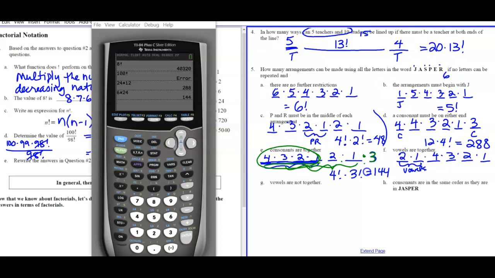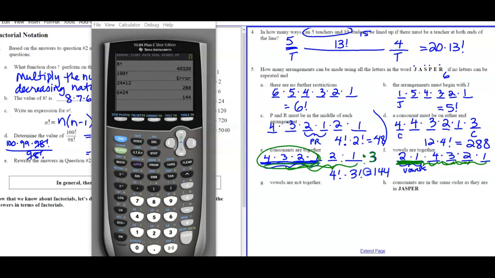It just says the vowels have to be together. So they could be starting there, or they could be here, or they could go after the first consonant, or after 2 consonants, or after 3 consonants, or after 4 consonants. So 1, 2, 3, 4, 5. As I said before, this is a grouping now.